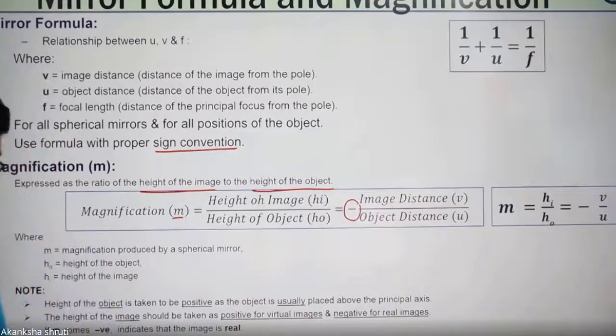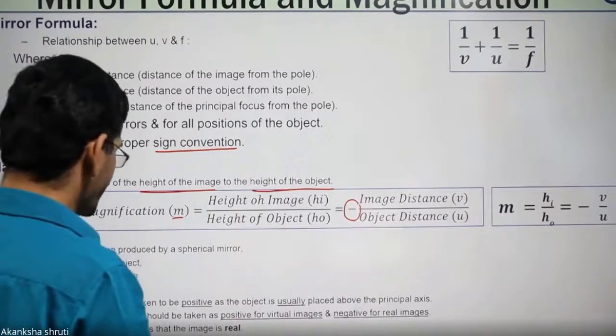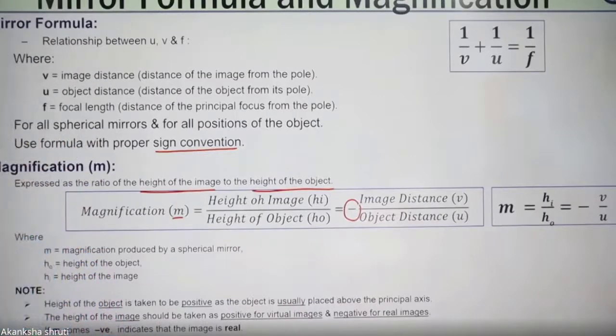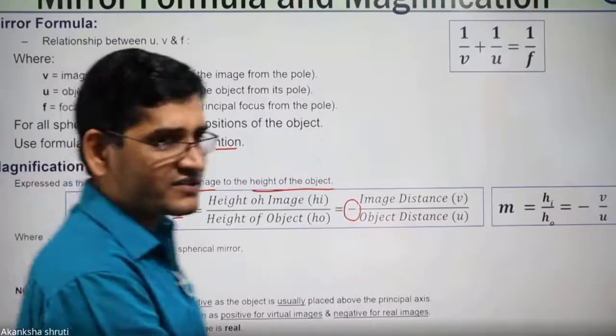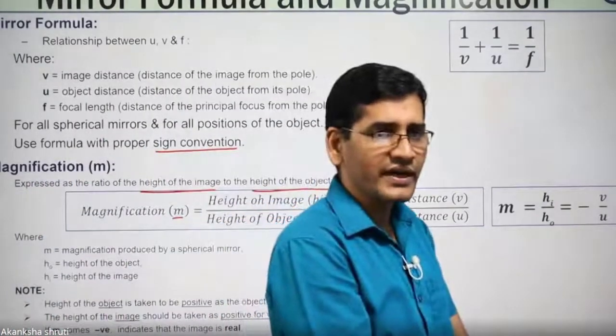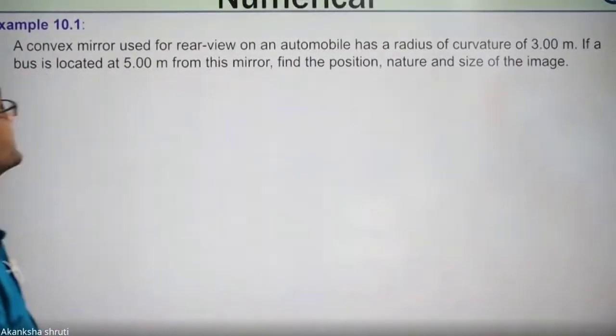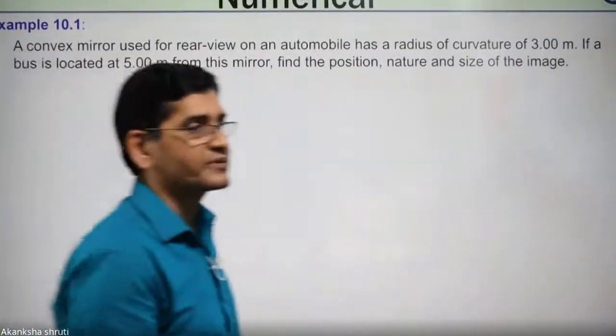Combining those things, the sign of magnification we had written already. So magnification coming negative indicates the image is real. If magnification is coming positive, it indicates that the image is virtual. Okay, so these things we have to keep in mind. Students, now based on this, we have to solve this numerical.